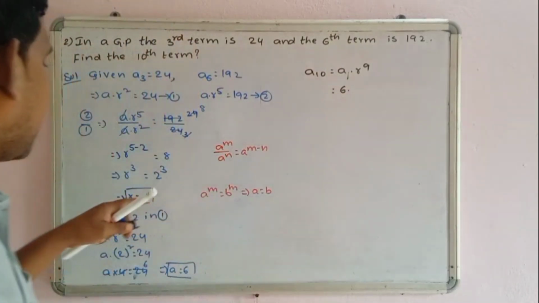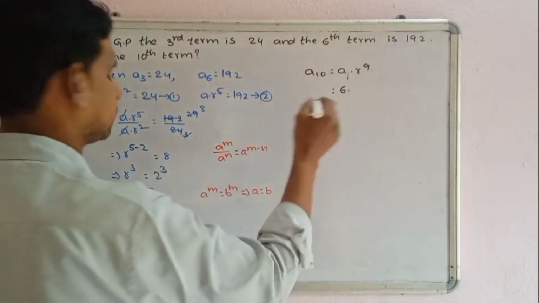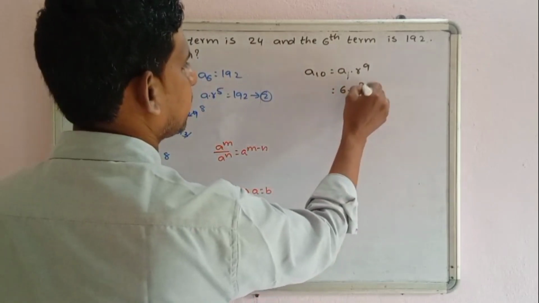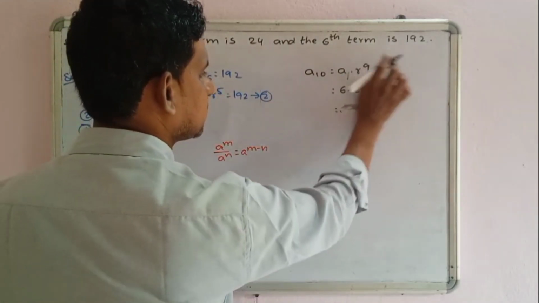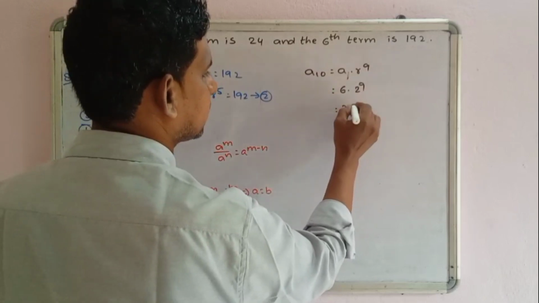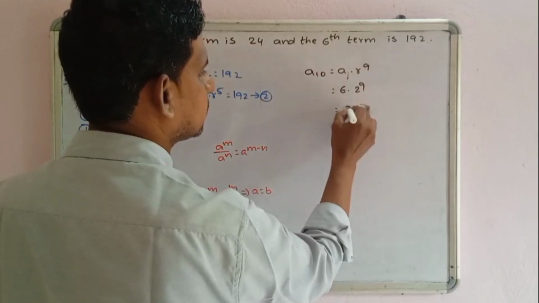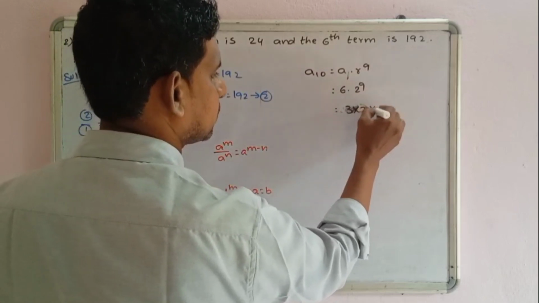R value ఎంత? 2 power 9. So 6 into 2 power 9 simply. Otherwise 6 ని ఎలా రాసుకోవచ్చు? 2 into 3 అని రాసుకోవచ్చు, లేదంటే 3 into 2 అని రాయొచ్చు. 3 into 2 into 2 power 9.